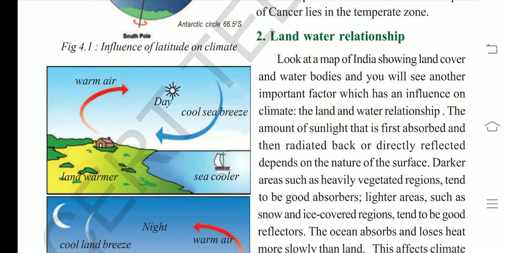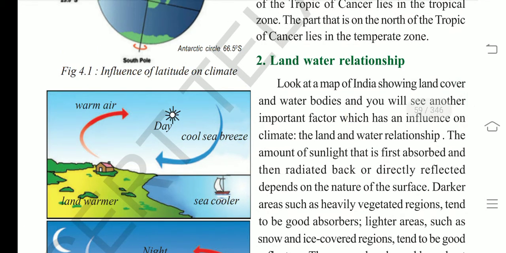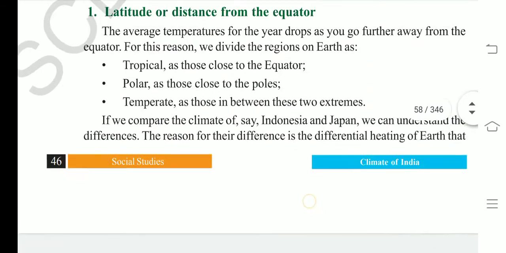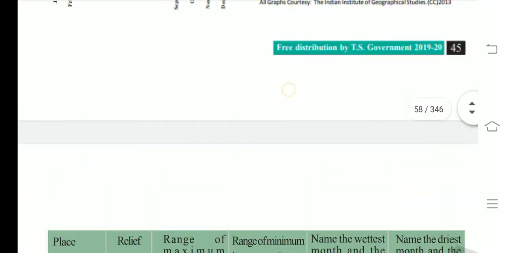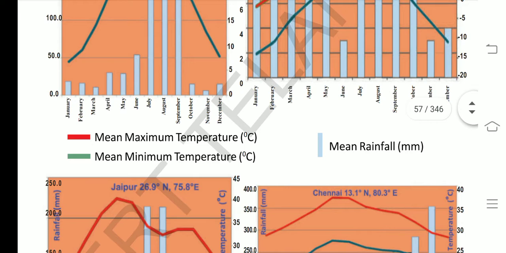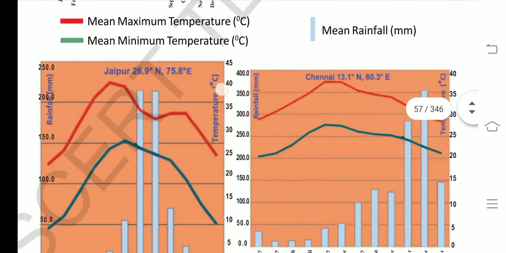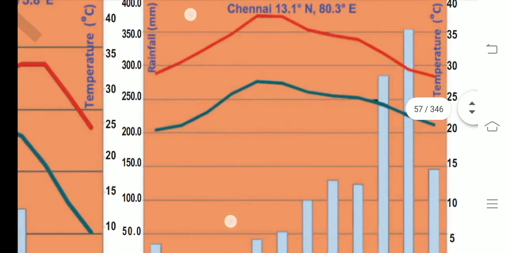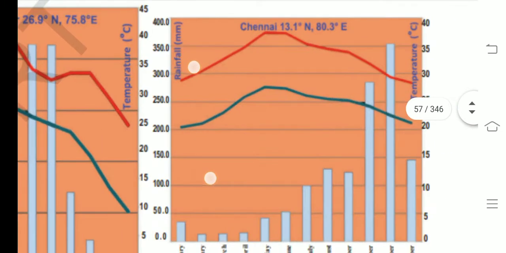So there is a land-water relationship. Due to the water bodies present near some land part, such places experience equable climate. Understand? So this is because of the land-water relationship. I'll take you to the climograph, my dear students, so that you can understand by looking at how temperature and rainfall are distributed in Chennai. Dear students, look at this. This is the Chennai climograph.